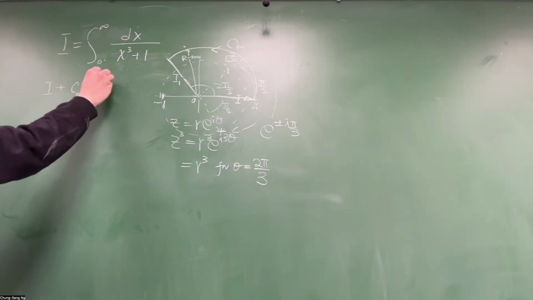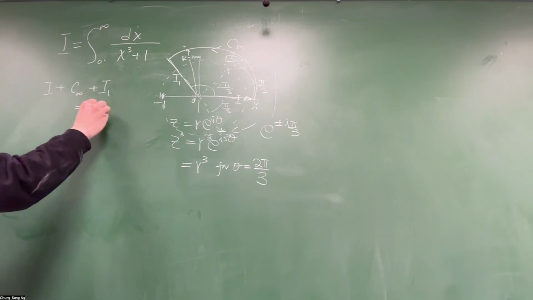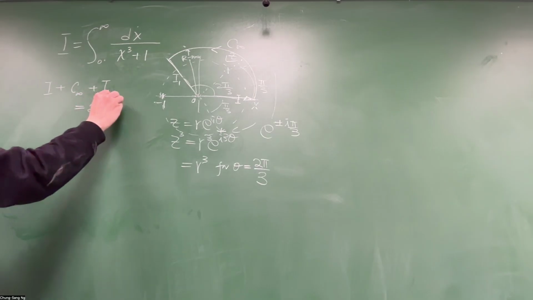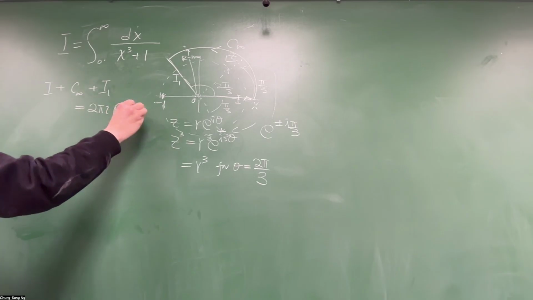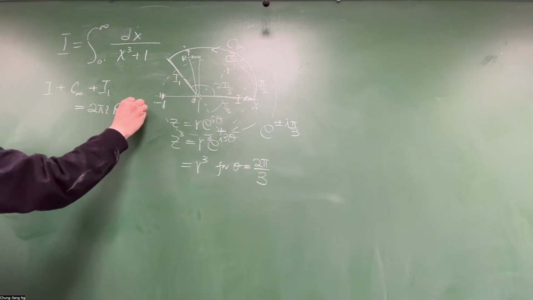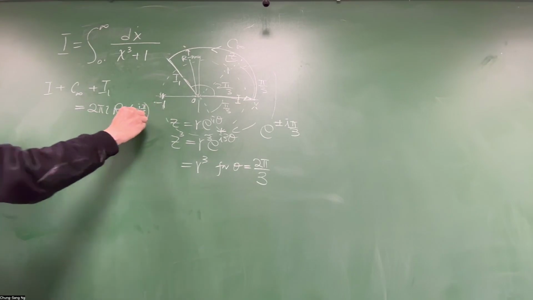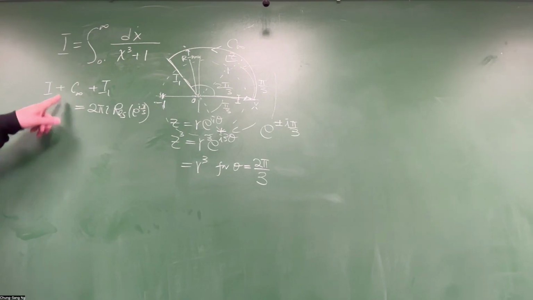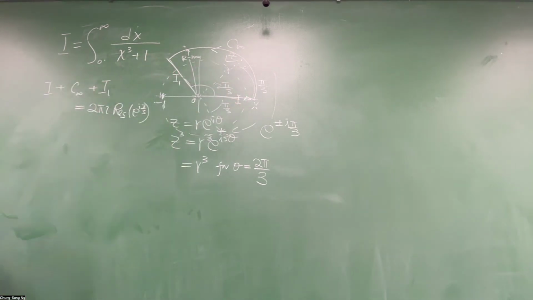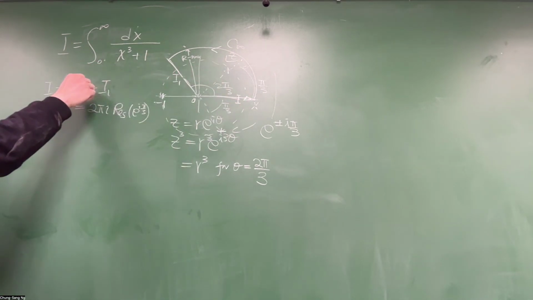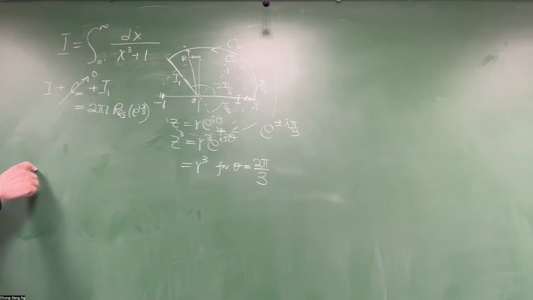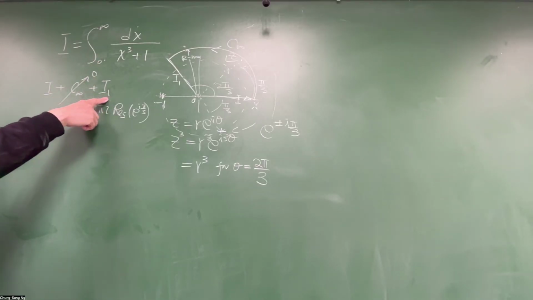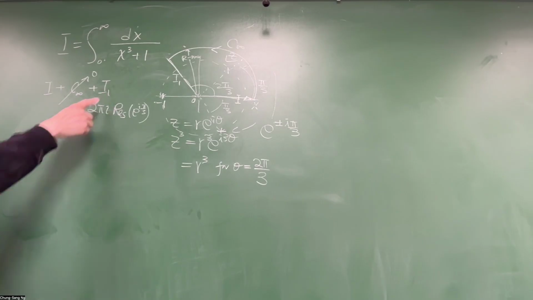plus I1 is 2 pi i times the residue at this one. This will be e to the i pi. Okay. All right, so that sets up the residue theorem, right? And now the C infinity, we already argued that because the integrand is going to 0. I is what we want. Now we only need to get I sub 1.